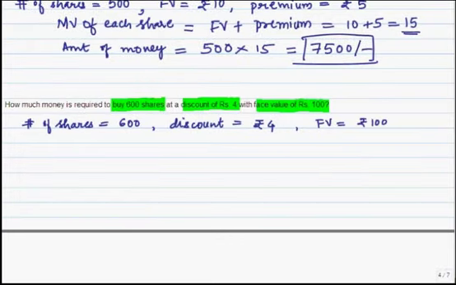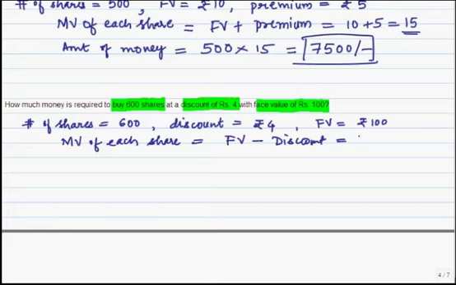Let us recollect that discount means the market value is less than the face value. By how much is it less? It is less by rupees 4. So what will be the market value of each share? It will be the face value minus the discount amount. So the face value is rupees 100, discount is 4, hence the market value is 96 rupees.